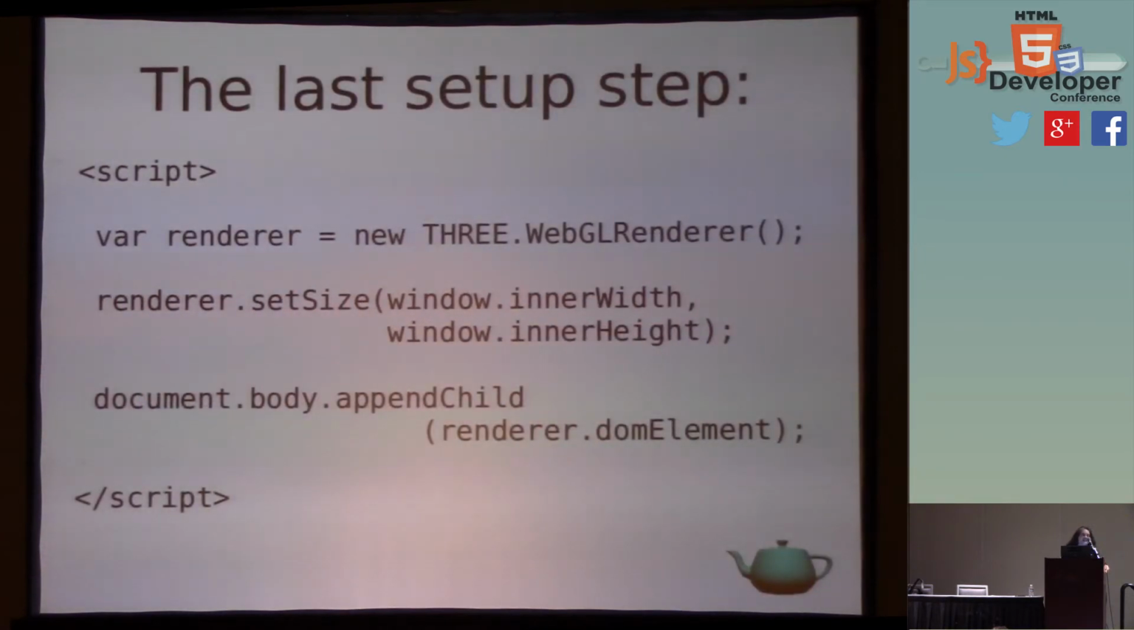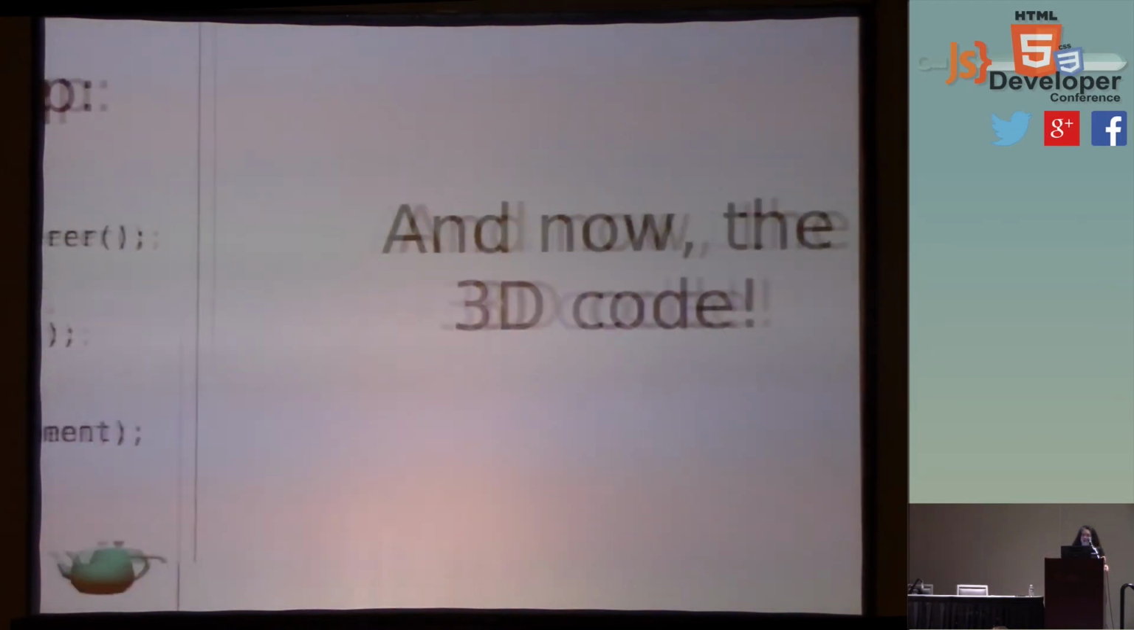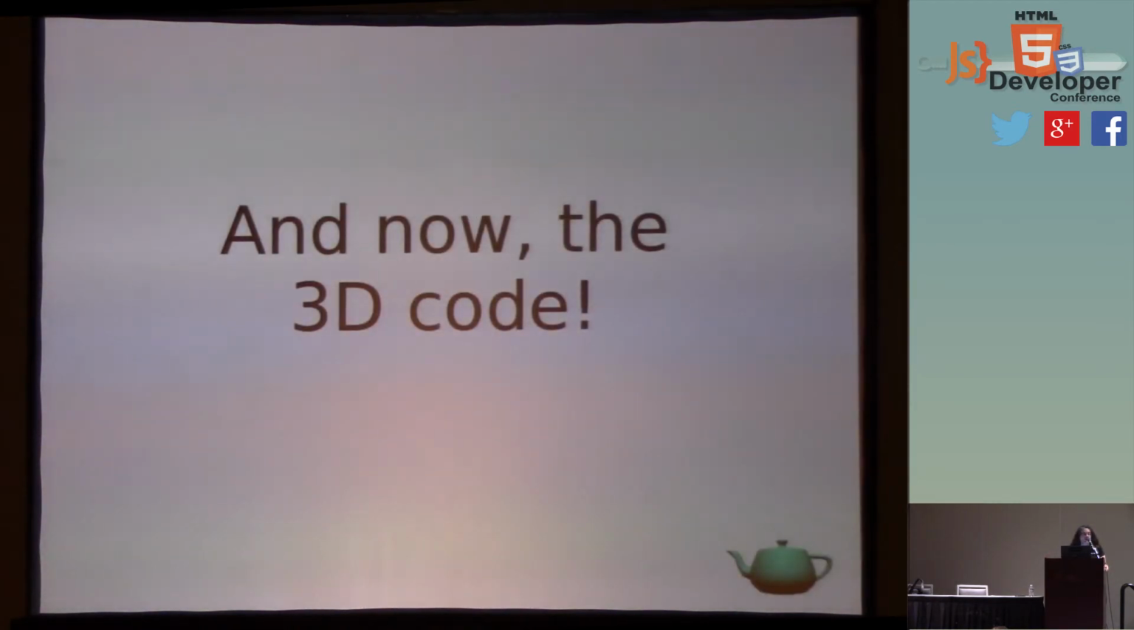And finally, the last setup, we know we have this little diorama, and we know we have the real world that has our web page in it. We have to glue them together. That's the job of this thing you call a renderer. We create one, tell it the size of the window it's working with, and stick it into the document. And that's all our setup. Now the part you've been waiting for, the code. Here comes the real 3D stuff.